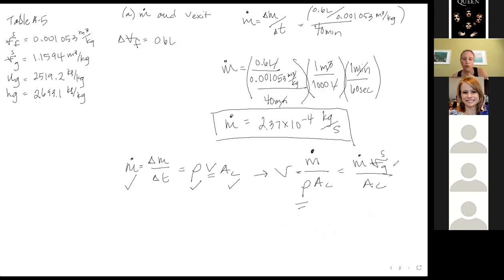All right, so we do have everything to solve this anyway. So our velocity at the exit of the steam is going to be our mass flow rate, which is 2.37 times 10 to the minus fourth.